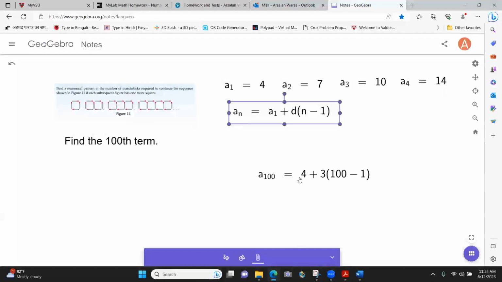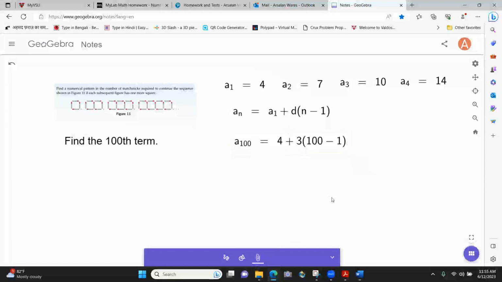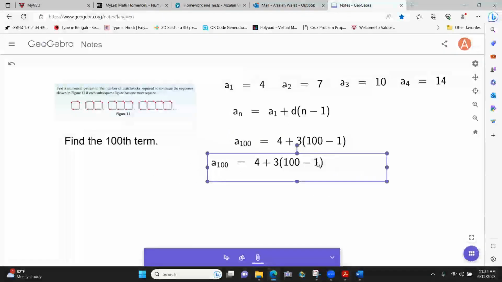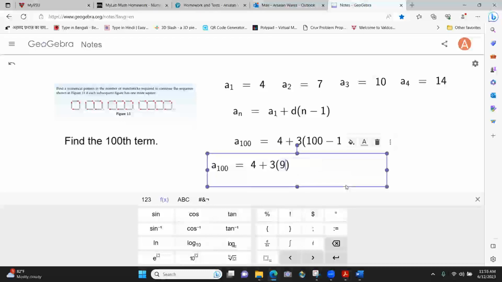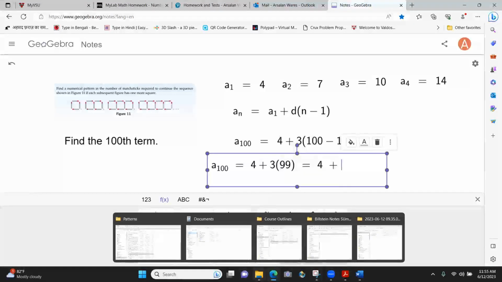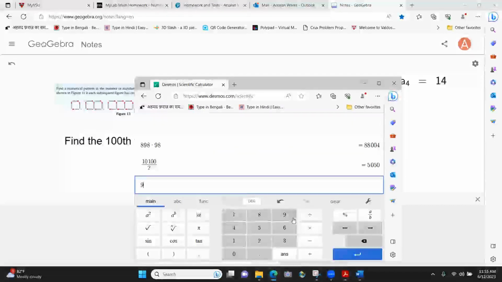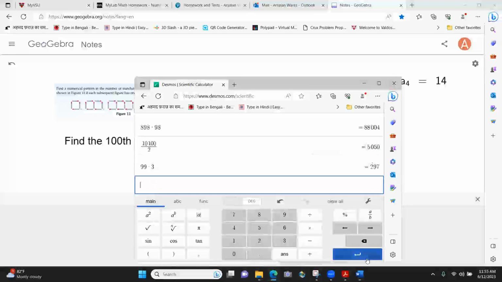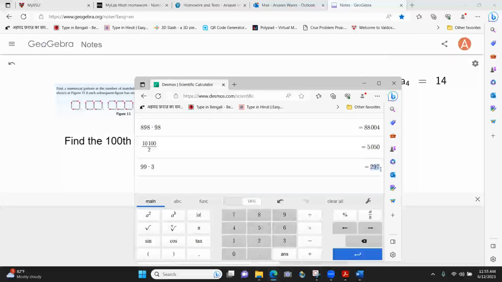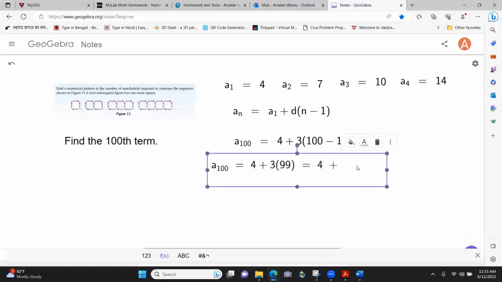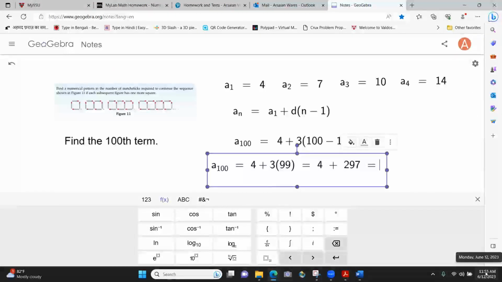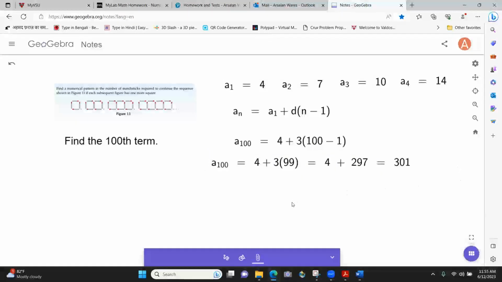Now, almost done. I have to simplify the right-hand side of this last equation. 100 minus 1 is 99. I'm going to write it. 99 times 3 is what? Of course, you can use your, well, I'm just going to use my calculator. I don't want to make a mistake. I don't know how to do it in my head, but 99 times 3 is 297. And 297 plus 4 is 301. So the 100th term is 301.